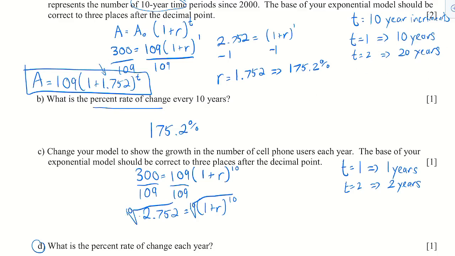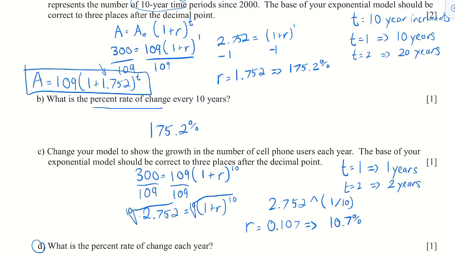So the 10th root. Now, to do this in your calculator, you want to do 2.752 caret, and then raise it to the 1 divided by 10 power. That will give you the rate. Some of you might have something a little off from what I have, but you should end up getting something around 0.107 or 6, depending on how you rounded.